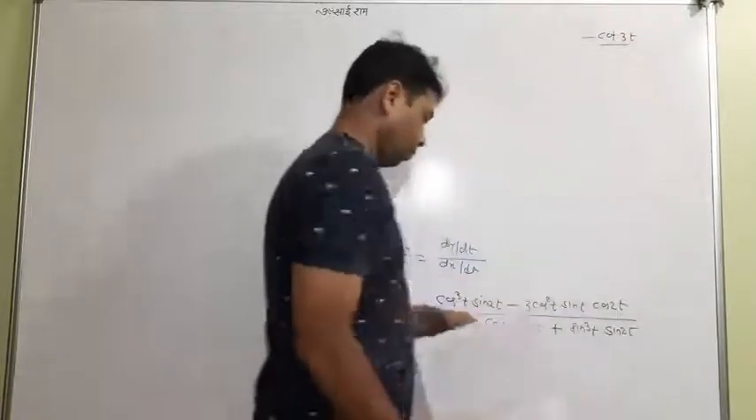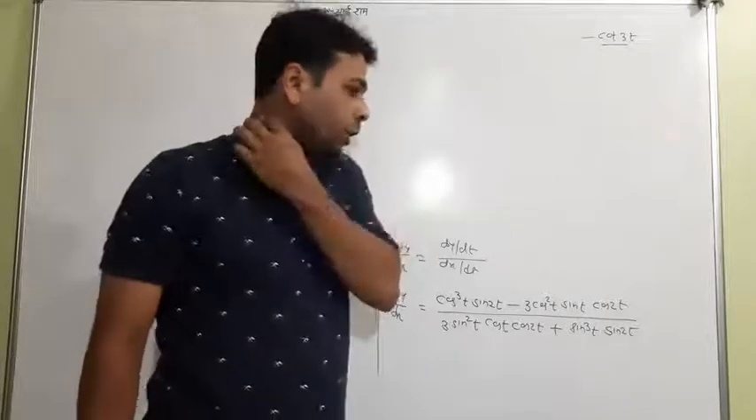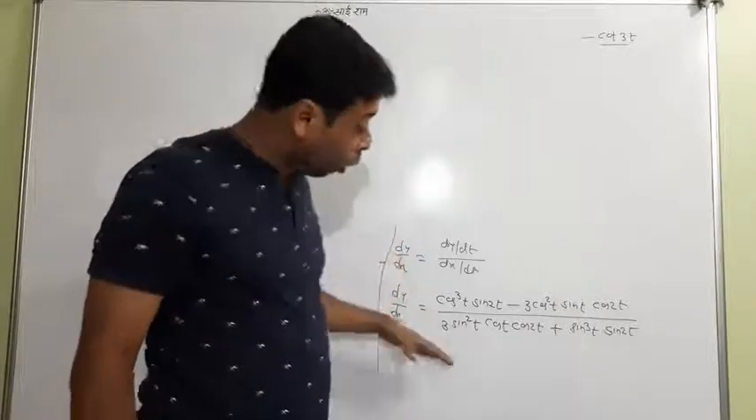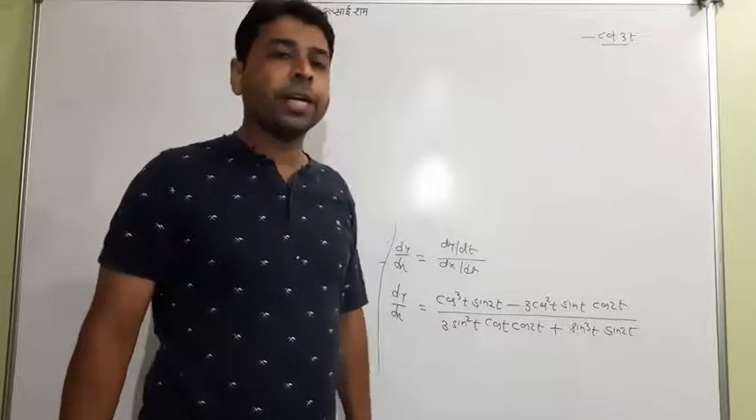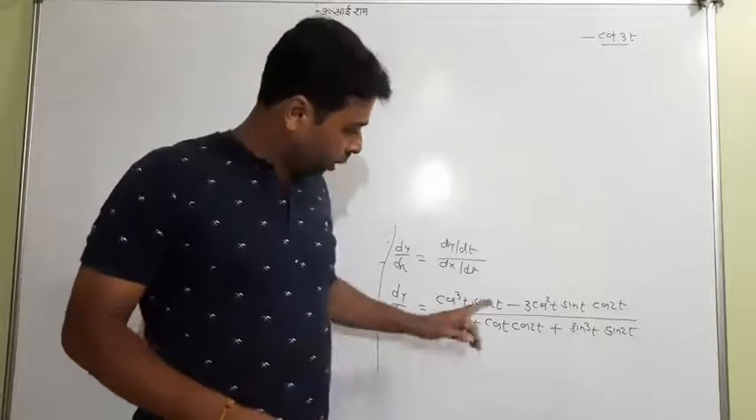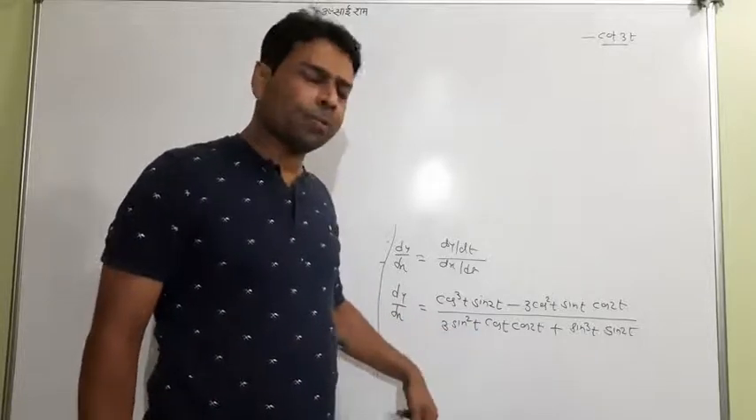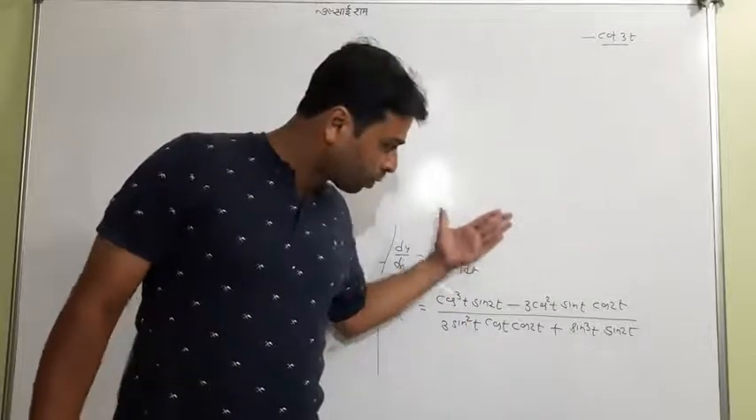This is the answer. And this actually creates a dilemma: how does this long answer reduce to cot 3t? It should be in your practice, otherwise you will be in trouble. You will leave the answer right here. Definitely it is correct, but it is not a simplified answer. So we will try to simplify that.